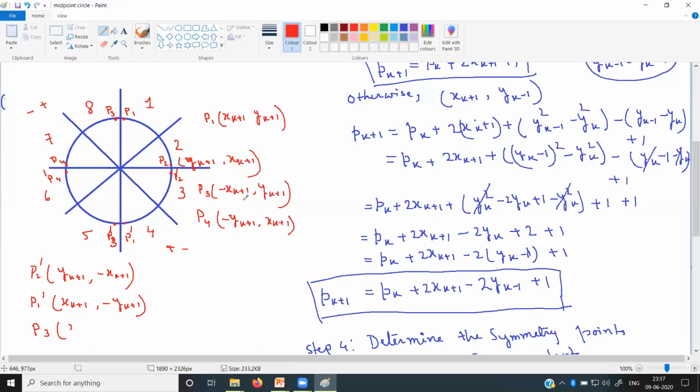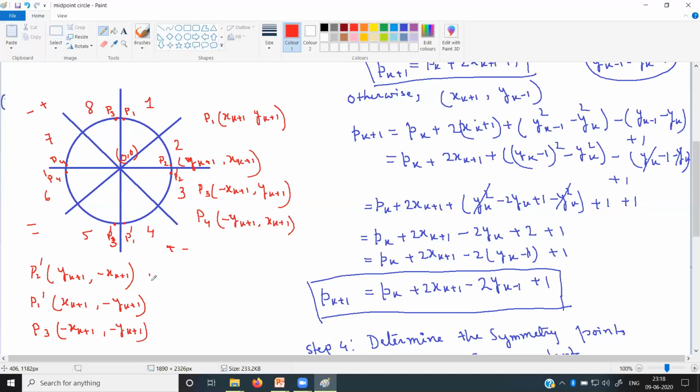P3 is minus xk plus 1. In this quadrant, all the points are negative. The X value is negative, and the Y value is also negative, because this is the origin. This point is 0, 0. The center is at the origin. So here I can say that the value of P3 is minus xk plus 1, minus of yk plus 1.